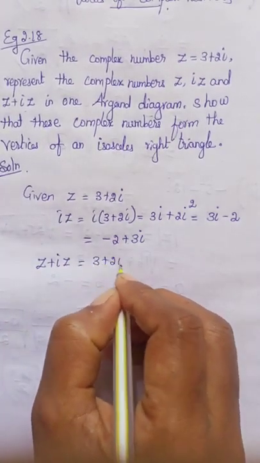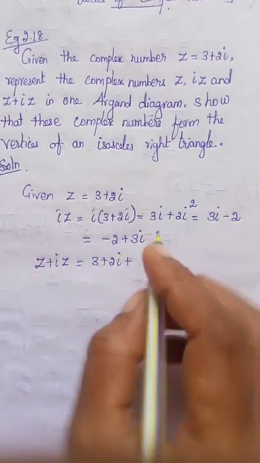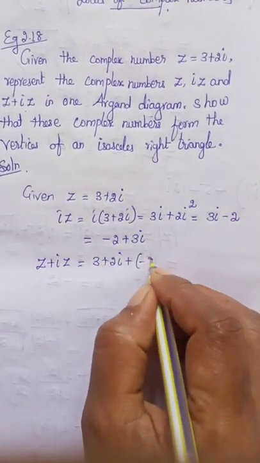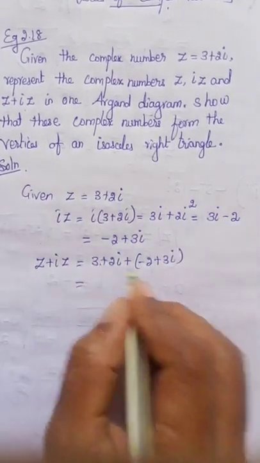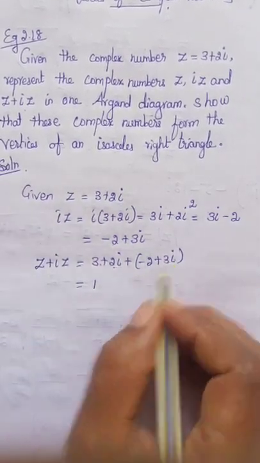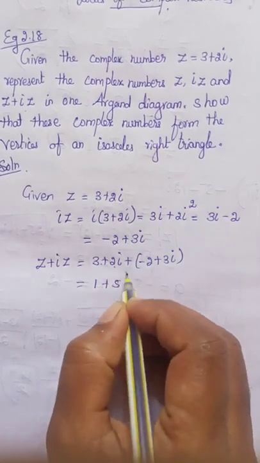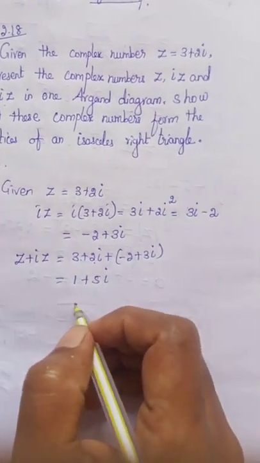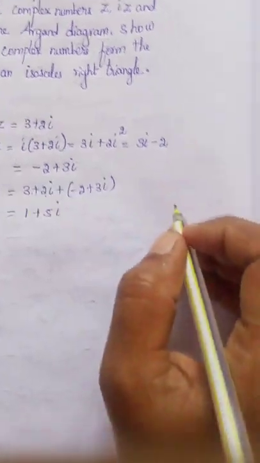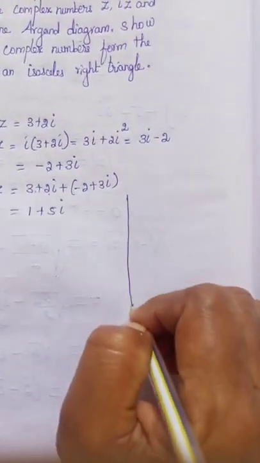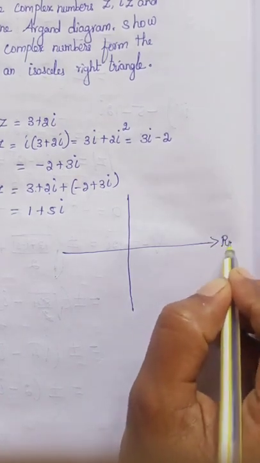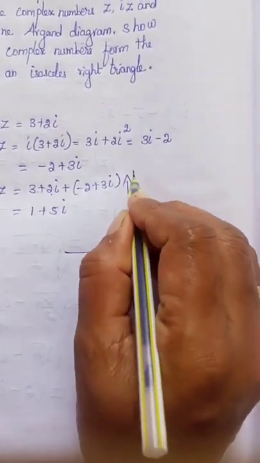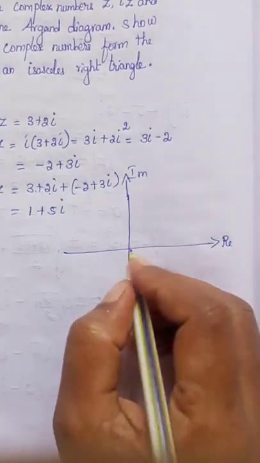So 3 plus 2i plus iZ, which we found is minus 2 plus 3i. So we get 3 minus 2, which is 1, and 2i plus 3i is 5i. So we have found all these 3. Now we have to draw everything in the Argand diagram. This is the real part, and this y-axis we keep as the imaginary part.